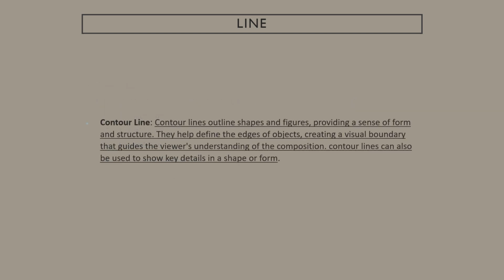All right. So contour lines, very simple, right? They are the outlines. They outline shapes and figures. They give a sense of form and structure. They define the edges of objects. They create a visual boundary that guides the viewer's understanding of the composition. Contour lines can also be used to show key details in a shape or form, right?